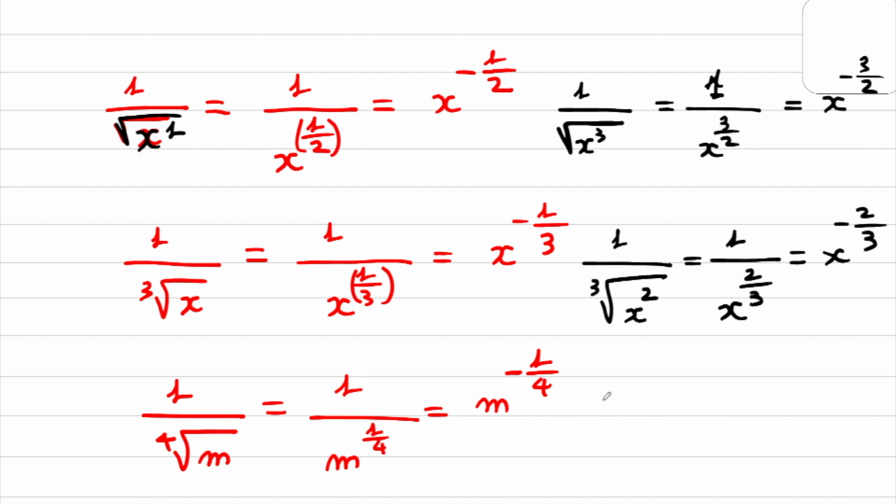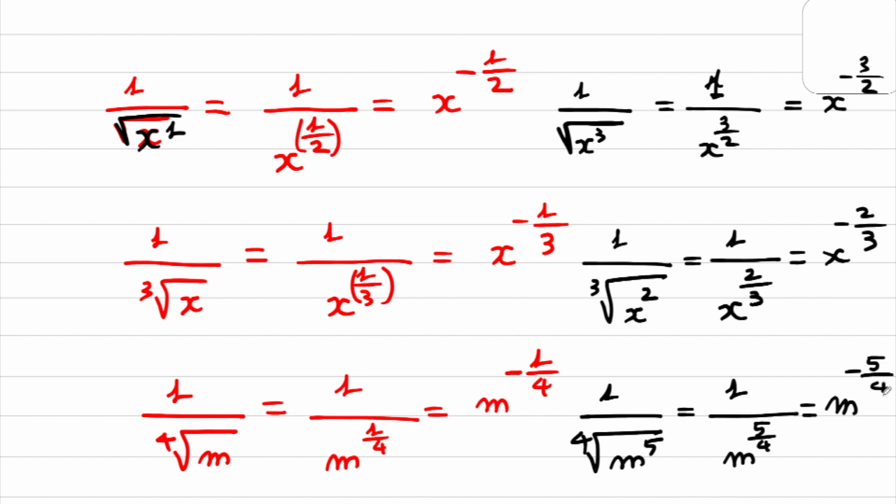And then you will get here 1 over 4th root of m to the power of 5. So here becomes m to the power of 5 over 4. So m to the power of minus 5 over 4. Minus 5 over 4. Yes.